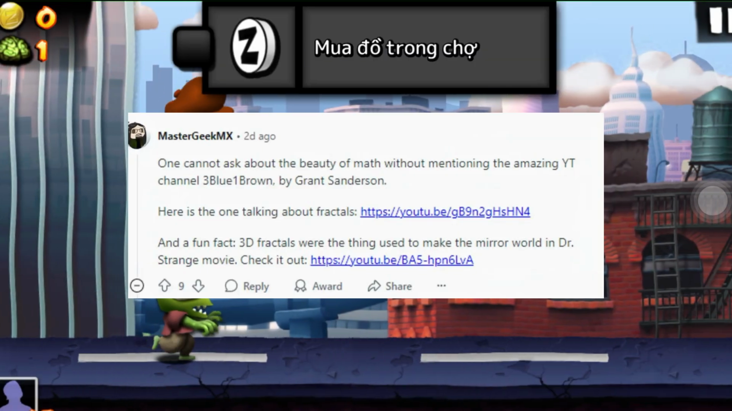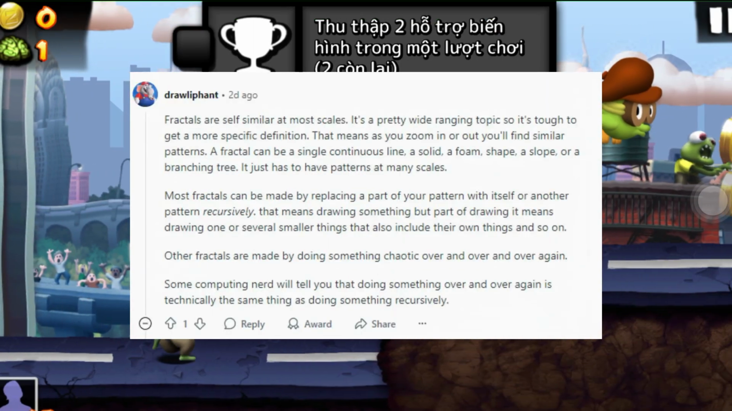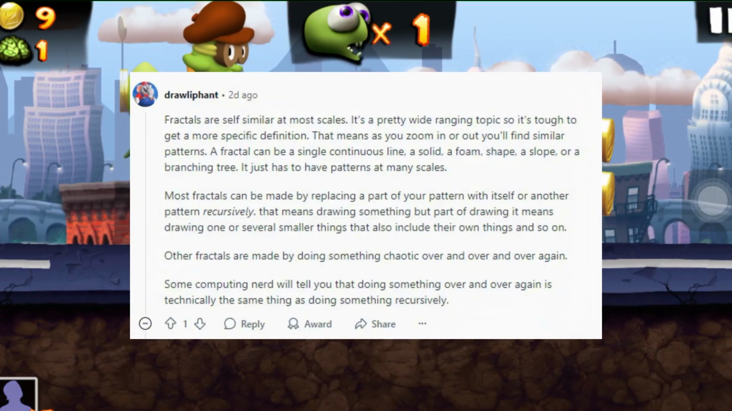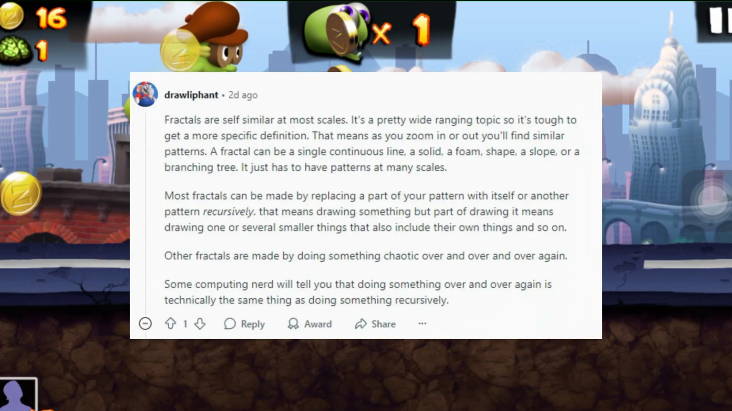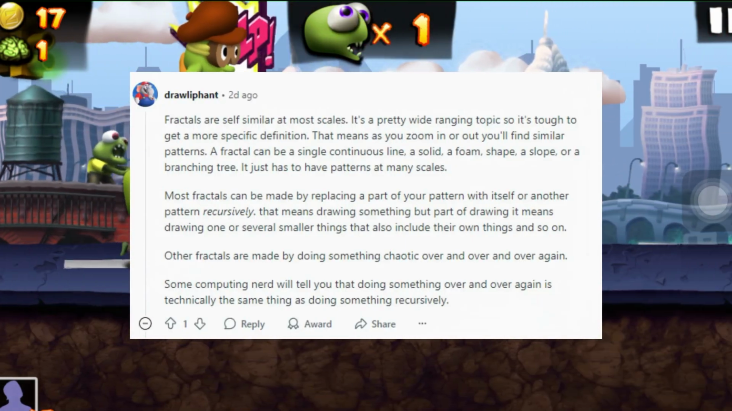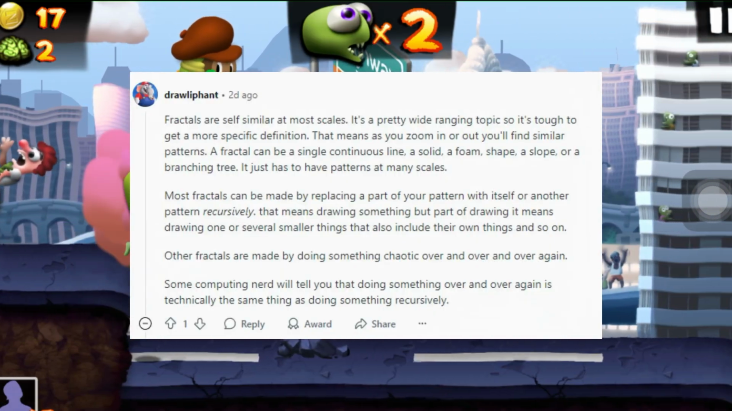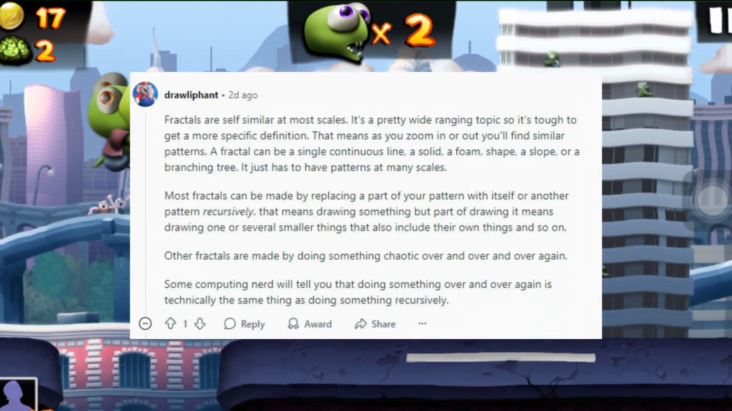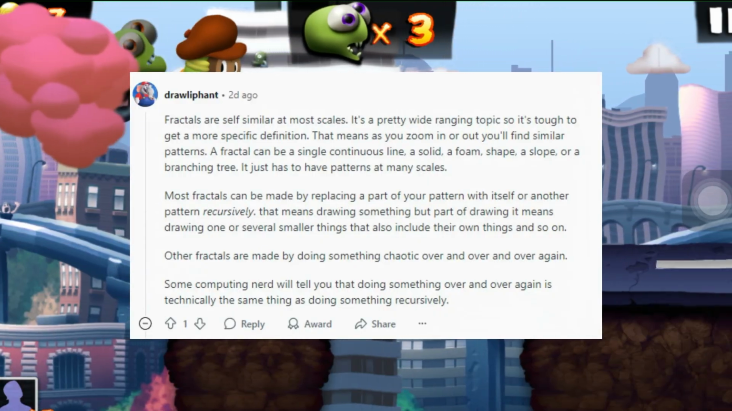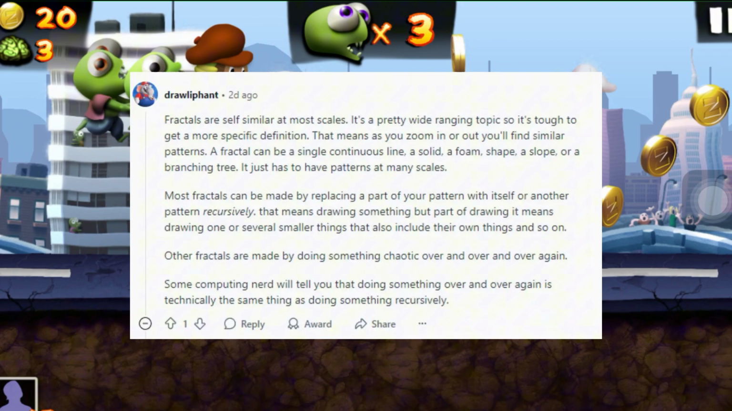Check it out. Fractals are self-similar at most scales. It's a pretty wide-ranging topic, so it's tough to get a more specific definition. That means as you zoom in or out you'll find similar patterns. A fractal can be a single continuous line, a solid, a foam shape, a slope, or a branching tree. It just has to have patterns at many scales.